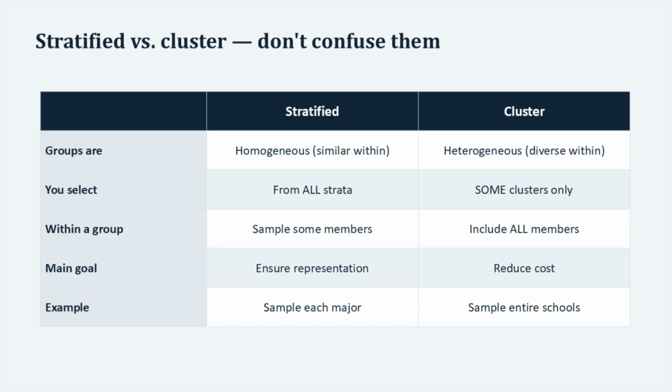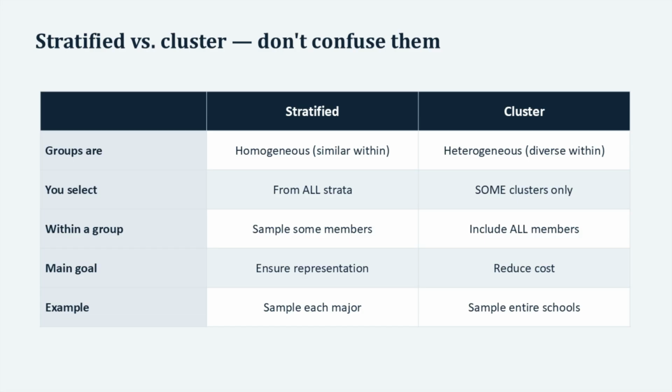And the fourth row explains why we use each method. The goal of stratified sampling is representation. We want to make sure every important subgroup is included fairly. The goal of cluster sampling is usually efficiency, especially saving time and money when the population is spread out. Look at the examples at the bottom. Stratified sampling would be like taking some students from every single major. Cluster sampling would be like randomly choosing a few schools and then surveying every student at those selected schools.